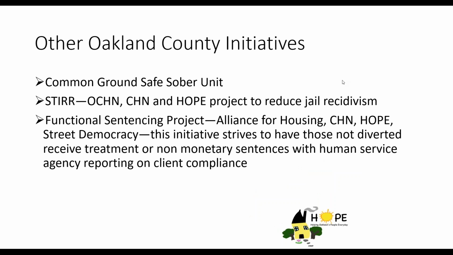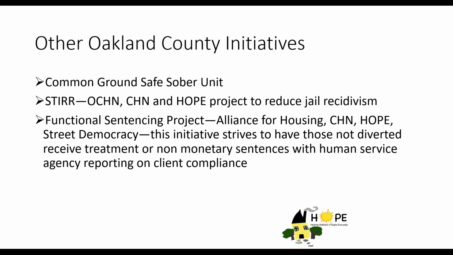Okay, so there are a couple Oakland County initiatives where agencies are working with law enforcement. The first one is Common Ground, which is our access point for crisis intervention in mental health and substance use in particular. They recently opened a safe sober unit, which is a place where law enforcement can take individuals who are maybe inebriated for an evaluation, and for them to continue that outreach to try to help them get into a detox.